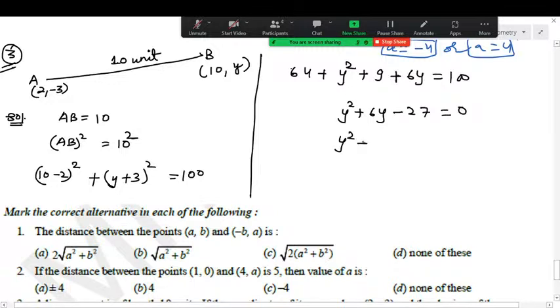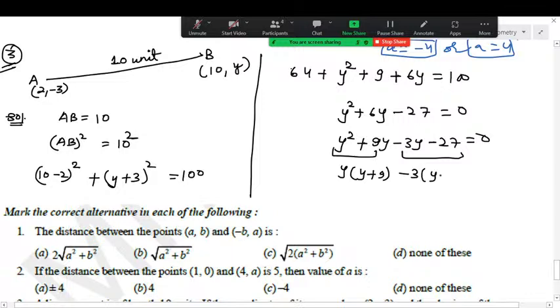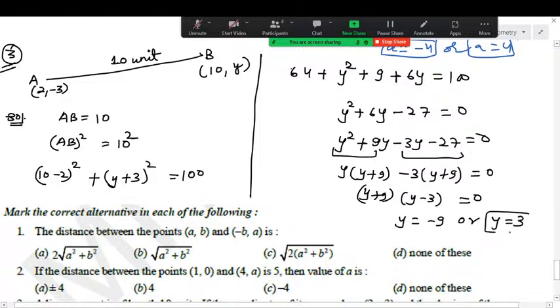And now you will split the middle term, that is, 9 threes are 27. And further you will just solve them by taking pairs. And here you will consider minus 3 as common. And we got (y plus 9)(y minus 3). And that is why there are two possible values of y, minus 9 and 3.